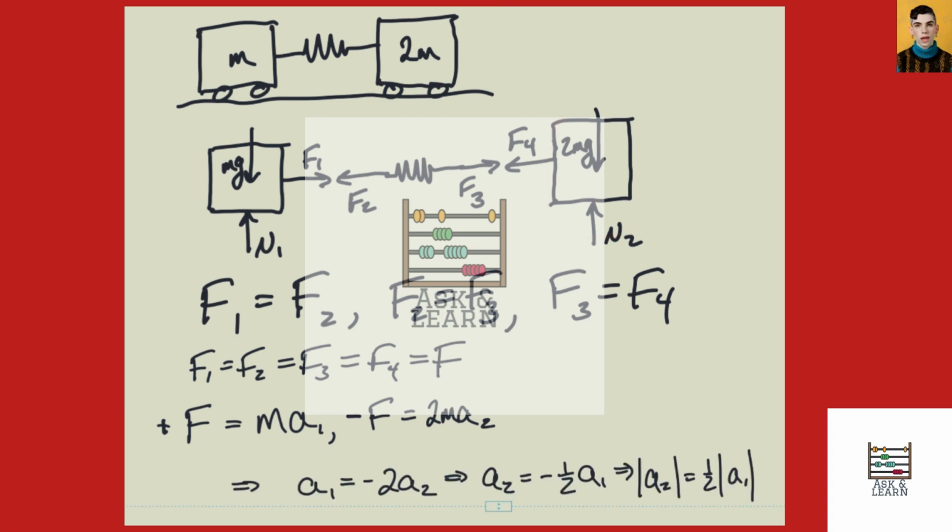If we do a little algebra then, we can see that A1 is minus 2A2. So A2, the acceleration of the heavier block, is half of the acceleration of the lighter block and in the opposite direction. So its magnitude is half of the magnitude of the lighter block.